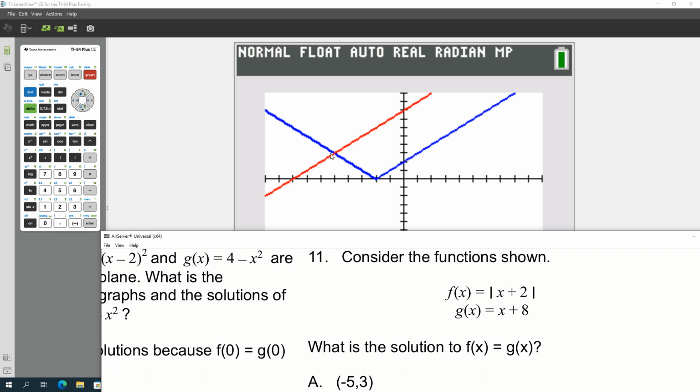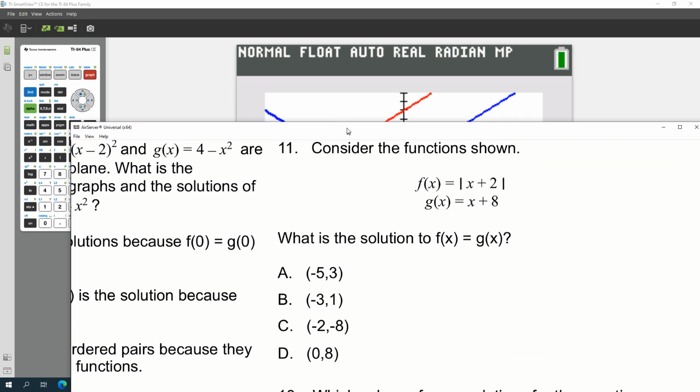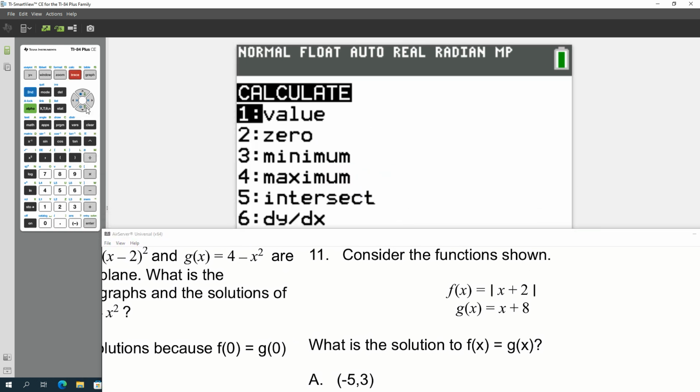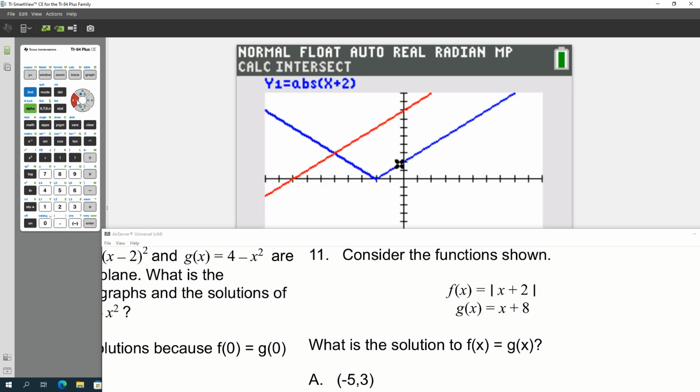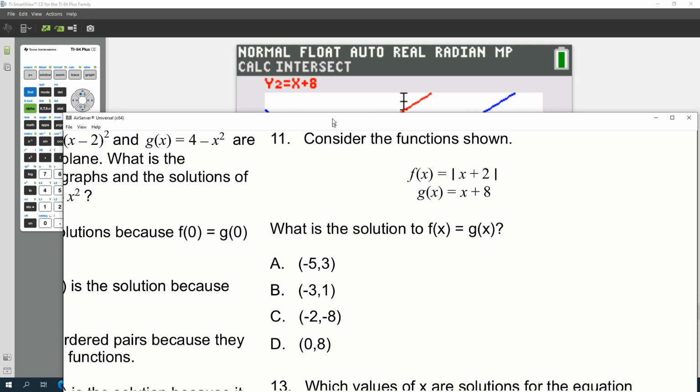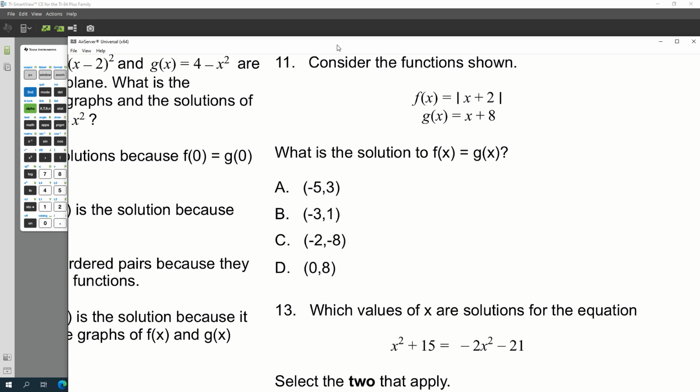And we want to know where they intersect. And so you might be able to tell just by looking at the answer choices. But if there were some that were really close, to find where they intersect, it's second trace number 5. If they only cross at one place, you technically don't have to move close. I hit enter 3 times. And when it says intersection, that is where they cross. So (-5, 3), which is also choice A.